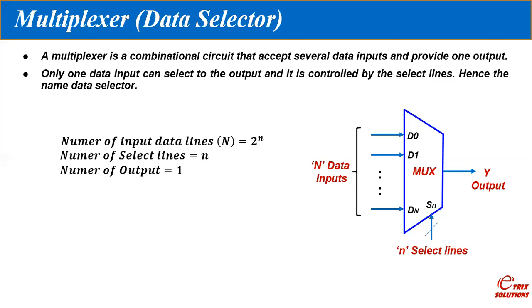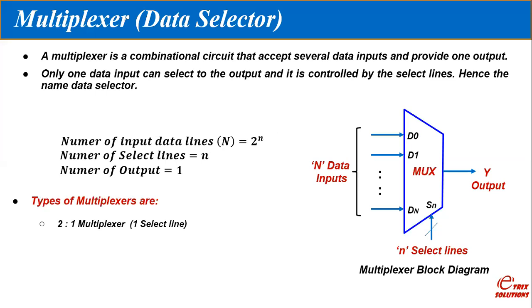So the types of multiplexers are the 2 to 1 multiplexer. Here, 2 is the number of inputs and 1 is the number of outputs. 2 can be written as 2 to the power 1. Therefore, one select line will be there in a 2 to 1 multiplexer. Similarly, a 4 cross 1 multiplexer, in which 4 is the number of inputs and 1 is the number of outputs, and 4 can be written as 2 to the power 2. Therefore, two select lines are there in a 4 cross 1 multiplexer.